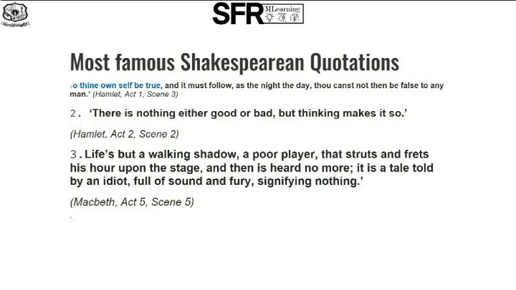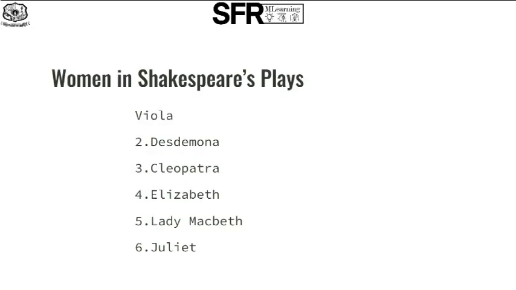And then from Macbeth, Act 5, Scene 5: "Life is but a walking shadow, a poor player that struts and frets his hour upon the stage and then is heard no more. It is a tale told by an idiot, full of sound and fury, signifying nothing." These lines spoken by Macbeth have been an inspiration for many literary works, framed into titles of novels, and are often mentioned in academia.